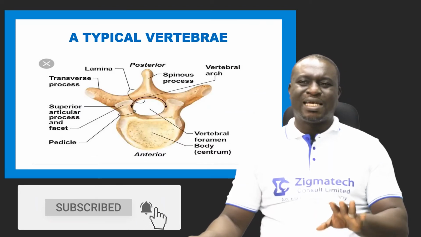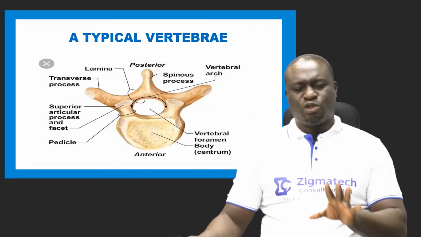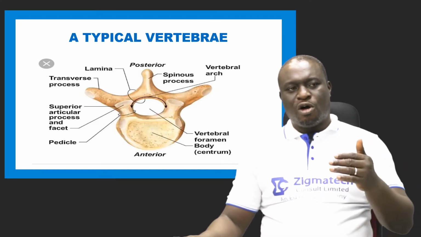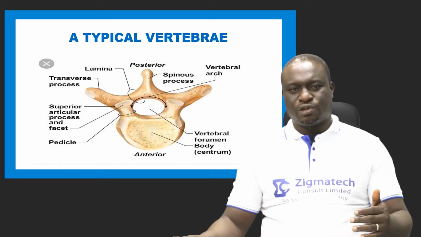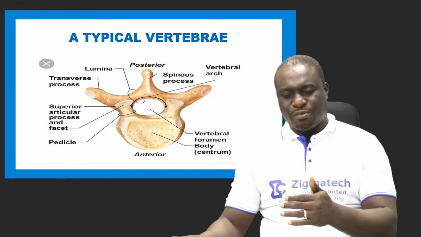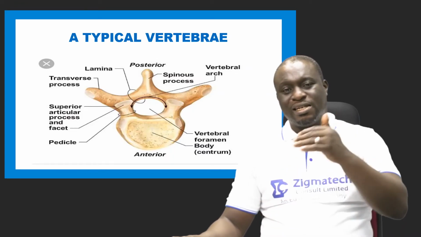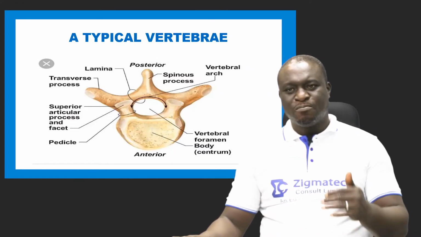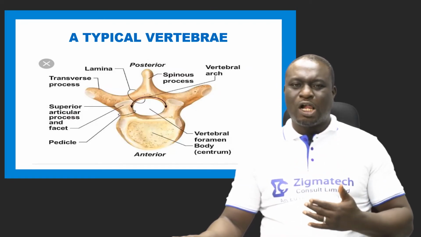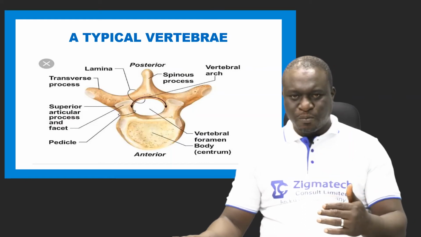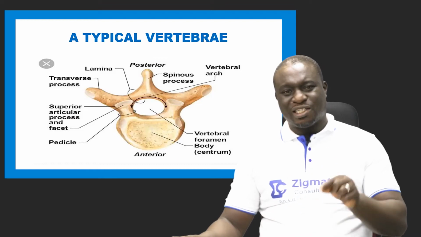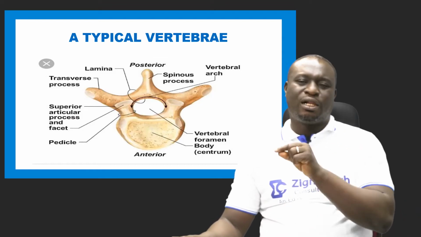Now let's take a look at a typical vertebrae. It will help us understand the features of each of these groups of vertebra in the vertebral column. I repeat, we're going to be looking at a typical vertebrae to help us understand the features of each of the groups of vertebra that is found in the vertebral column.